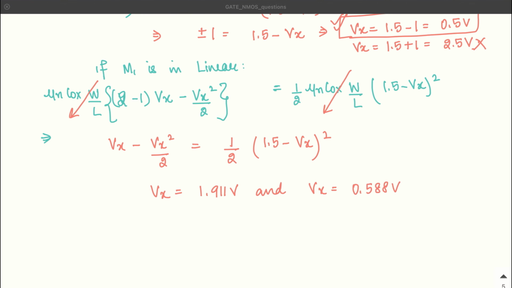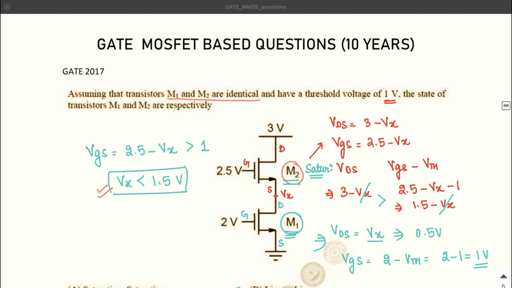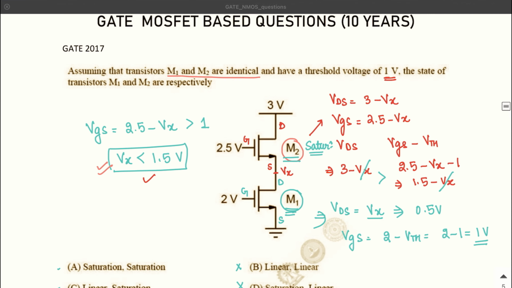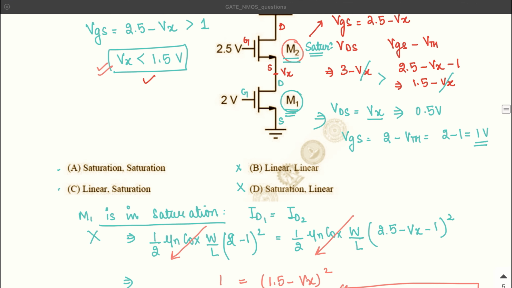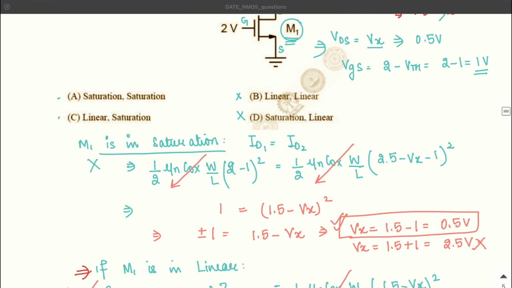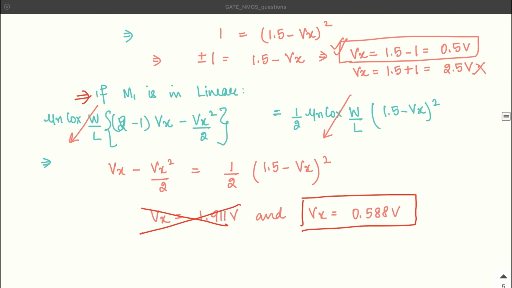Again, in this case, this value is not possible because we have already stated that Vx should be less than 1.5. So you are only left with the possibility that Vx is equal to 0.588. So actually this thing was not required to be done if you just want to answer this particular question. But in case they ask you what is the value of Vx in an exact way, just like in the previous questions we have done, then the answer would have been 0.588.